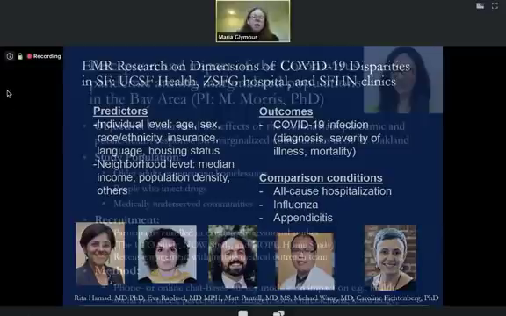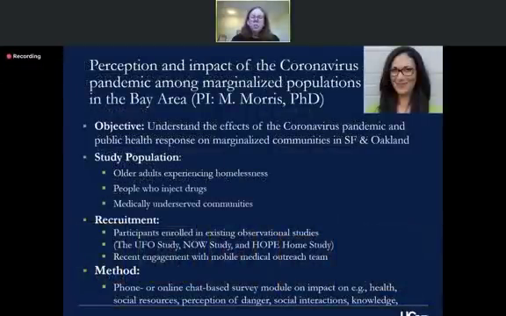The next project that I want to mention is led by Dr. Megan Morris. Dr. Morris is an assistant professor in the Department of Epi and Biostats, and she's really leveraging some longstanding work that she's been doing with vulnerable communities in the Bay Area to understand how the pandemic is affecting older adults experiencing homelessness, people who inject drugs, and medically underserved communities. They're drawing on people who are already participating in existing observational studies to do phone and online chat-based survey modules of health and social resources, perceptions of danger, and a host of other issues related to how these very vulnerable communities are being affected by the pandemic. Next slide.